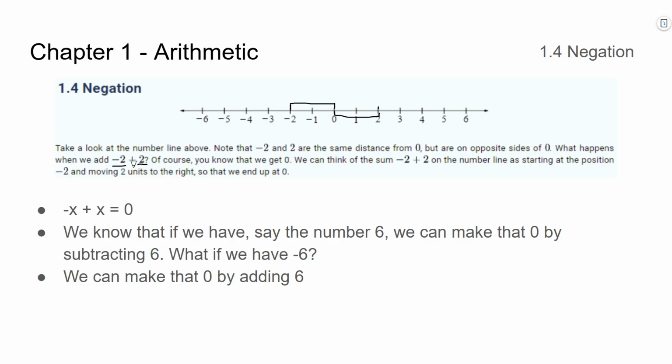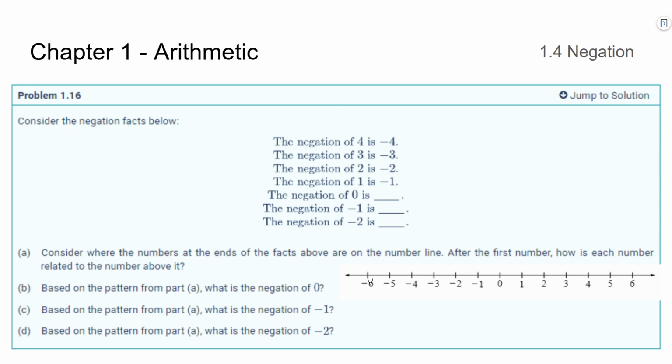And we know that that works for any x. So if you're at 6, then if you subtract 6 from it, you get back to 0. If you're at -6, you have to add 6 to it to get back to 0. So we can say that -x plus x is going to be 0. All right, so that's the basic idea of negation. So let's go over some of these exercises here.